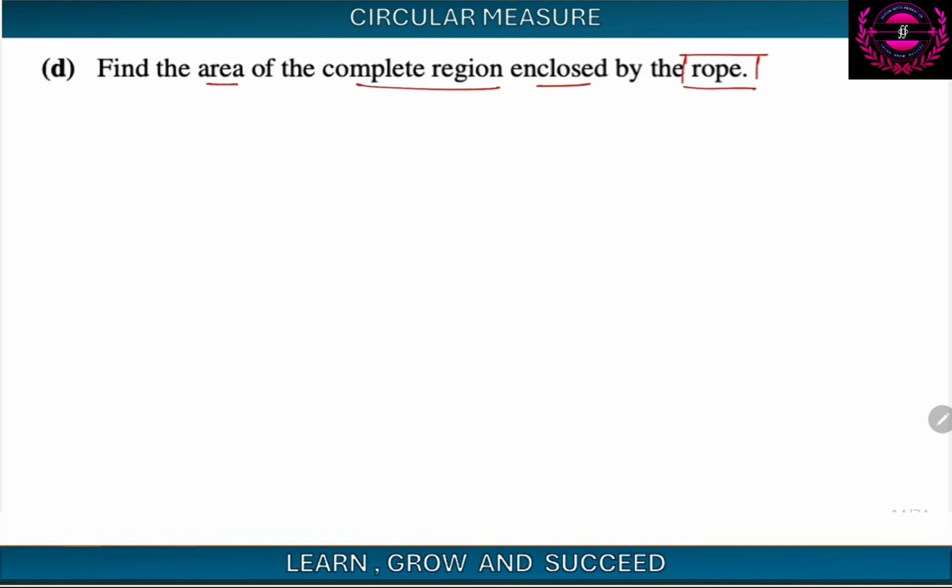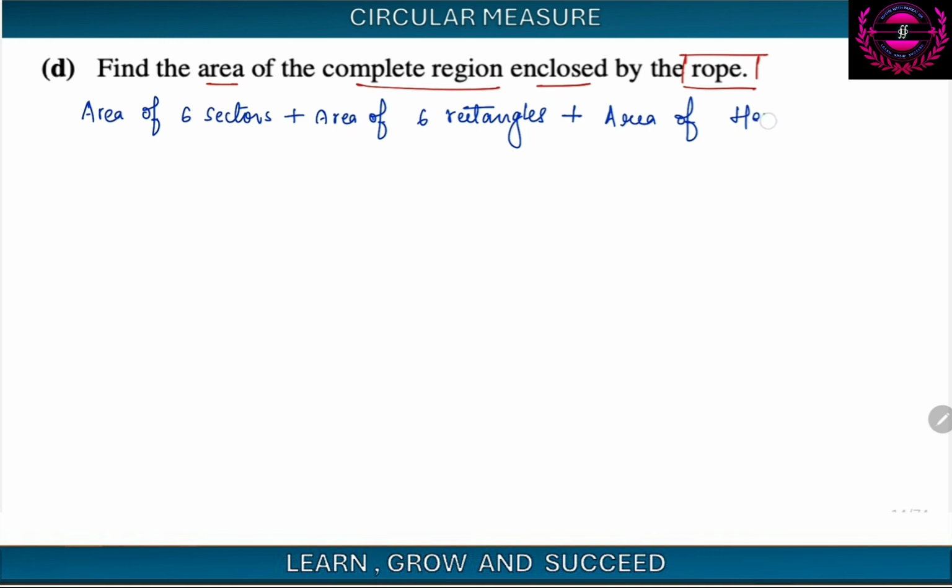So the area of the complete section will be the sum of the area of 6 sectors plus the area of 6 rectangles plus the area of the hexagon. The area of 6 sectors will be 6 into the area of one sector, which is half r square theta, where r is 20 and theta is pi by 3, as we have already calculated.